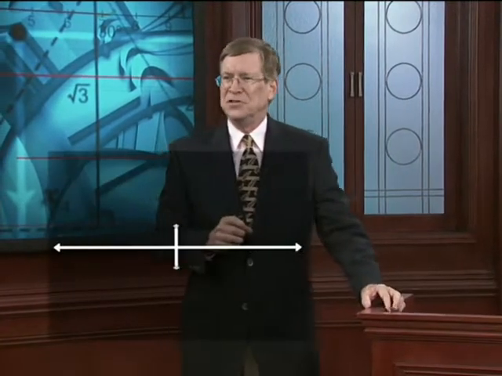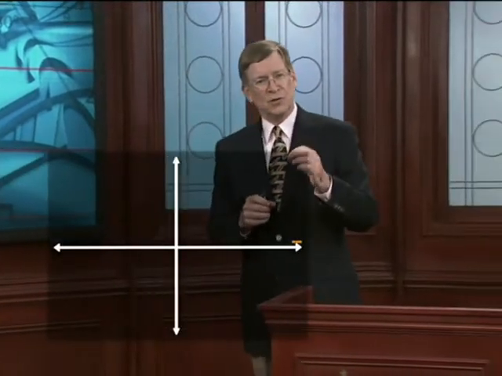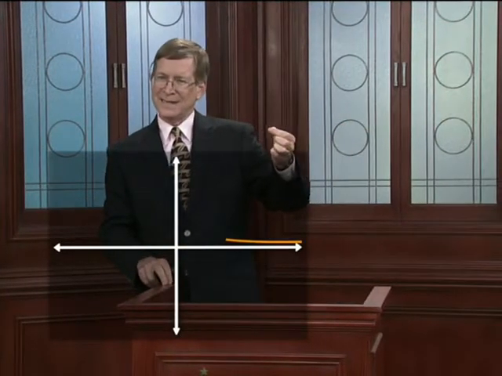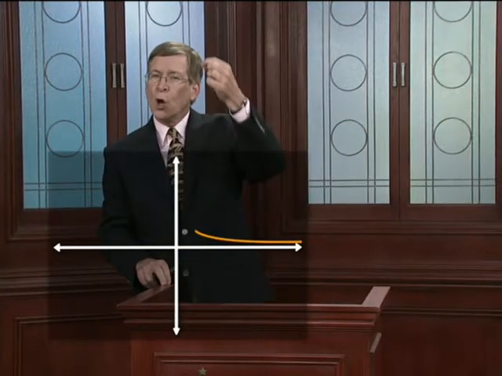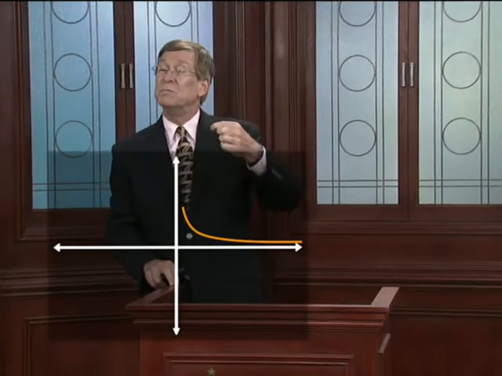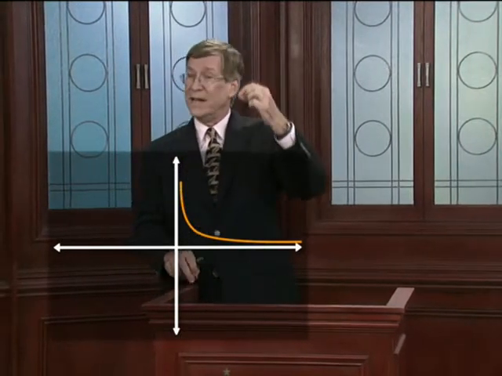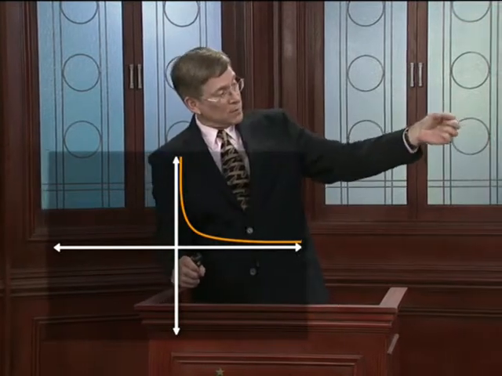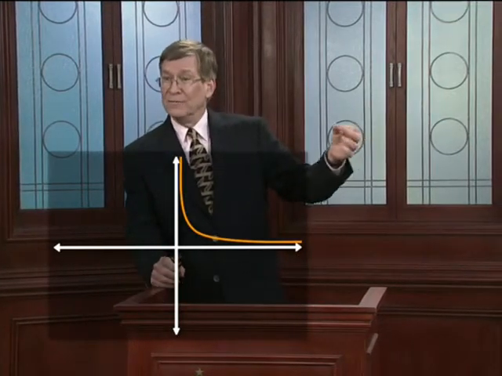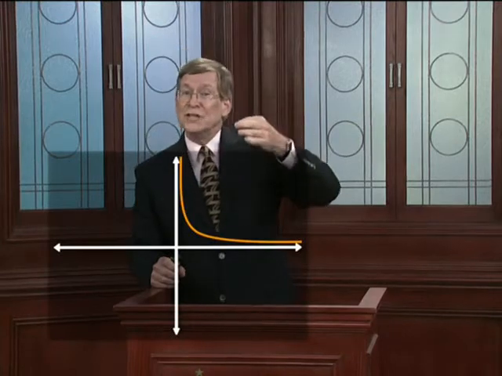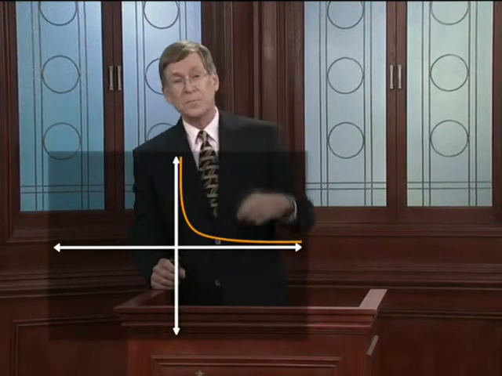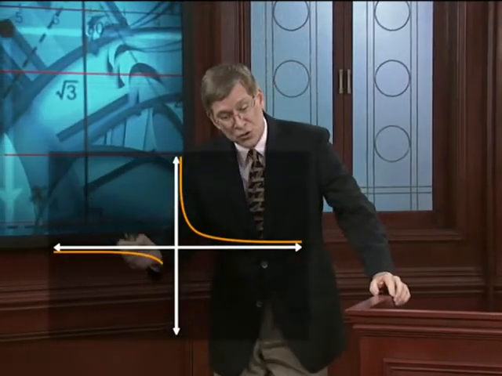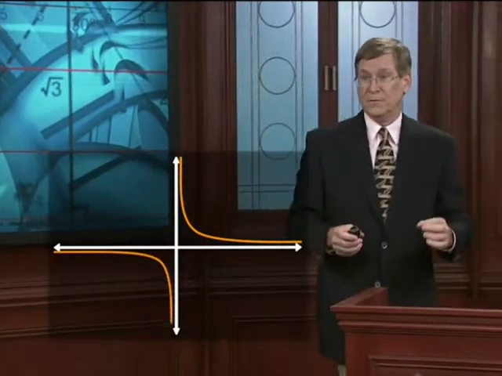Now look what happens here when we approach 0 from the right. As x gets nearer and nearer to 0, 1 over x gets bigger and bigger. 1 over a small number is a large number. So what we say is that as we approach 0 from the right, the function increases without bound. In a similar manner, as we approach from the left, the function decreases without bound.